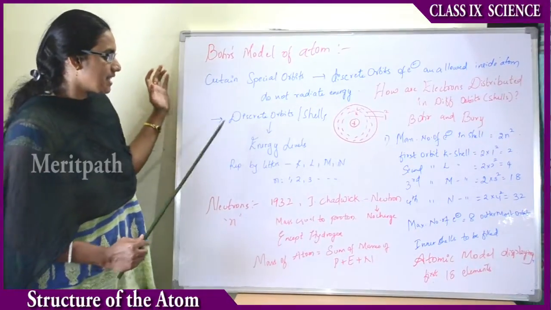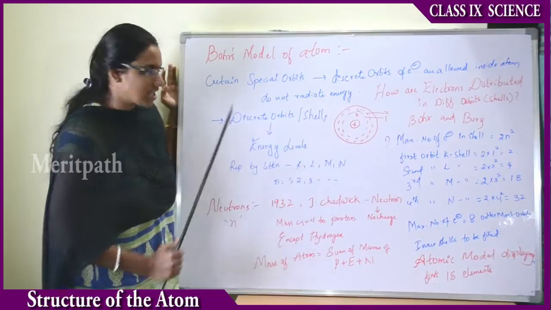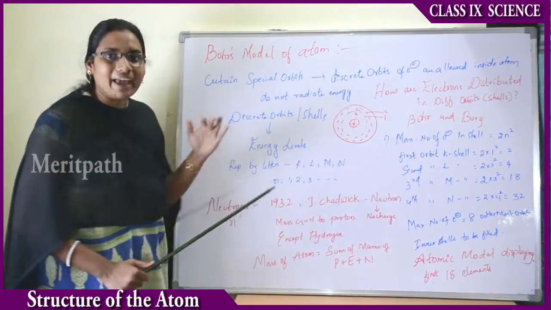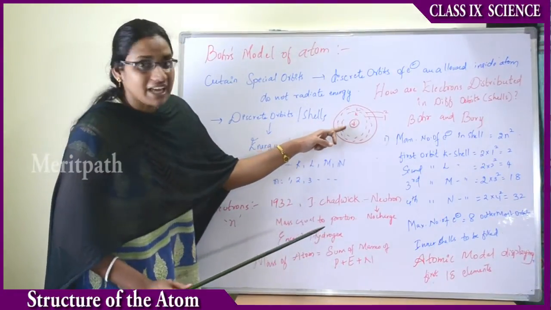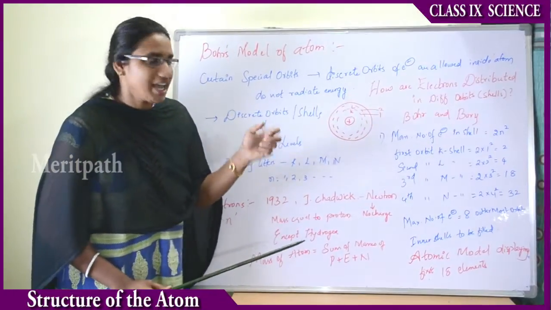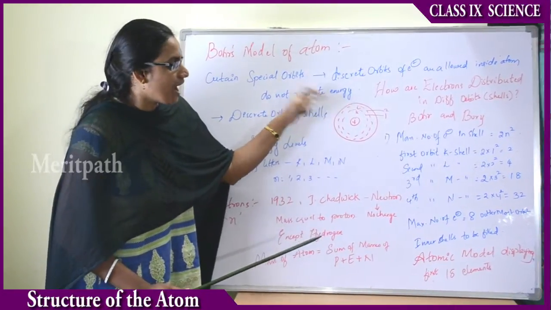By this, he says that discrete orbits are also known as shells or discrete shells, and these discrete orbits or shells will contain some energy levels. That is, the orbit or shell which is nearer to the nucleus will have more energy, compared to the shell which is far away from the nucleus.